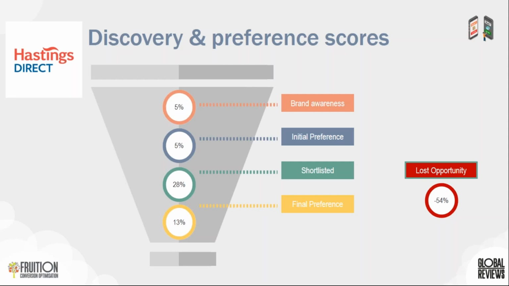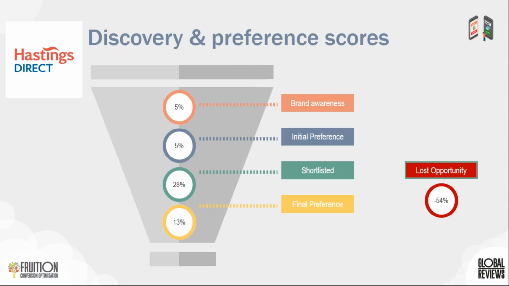We can see that Hastings Direct are getting a low market penetration in terms of brand awareness and initial preference, certainly in comparison to the likes of Direct Line, Churchill and Admiral, and Aviva and the better known brands in the marketplace. But then an interesting thing happens: 28% of the total sample, which is a quantitative sample size larger than 100 in-market consumers for the mobile study, are saying, I would shortlist Hastings Direct.